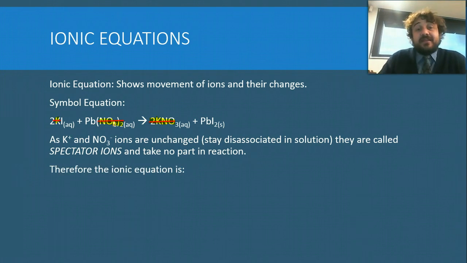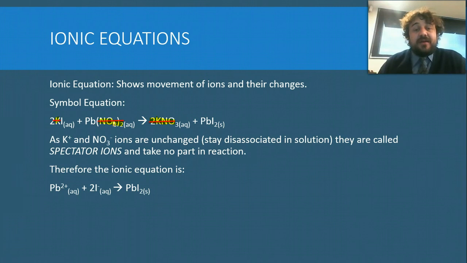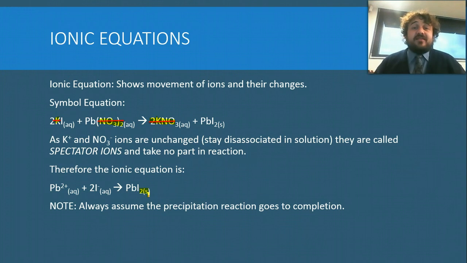So the ionic equation looks like this. We get Pb 2 plus, remember it's aqueous, plus iodide, minus, also aqueous, and then it's the solid lead iodide. That's the change. Alrighty. We always assume that the precipitation reaction goes to completion. It won't always, not in real life, but for us, it makes sense to work as though it does.